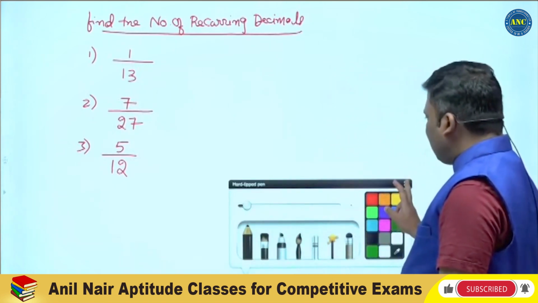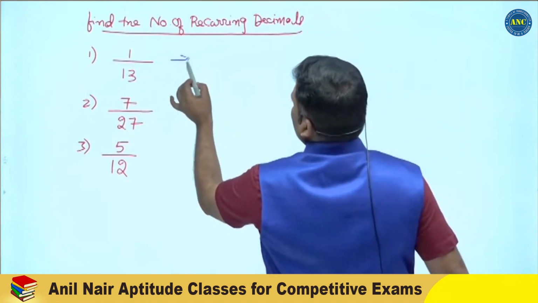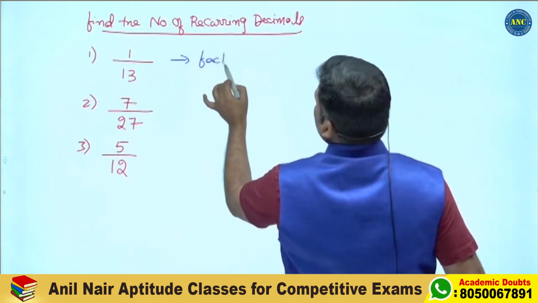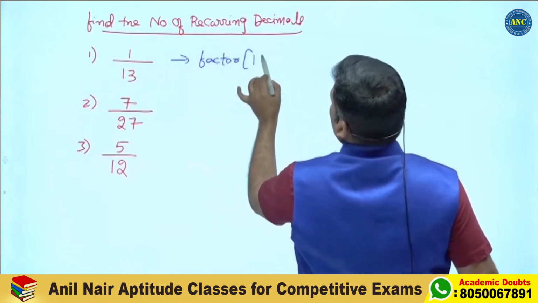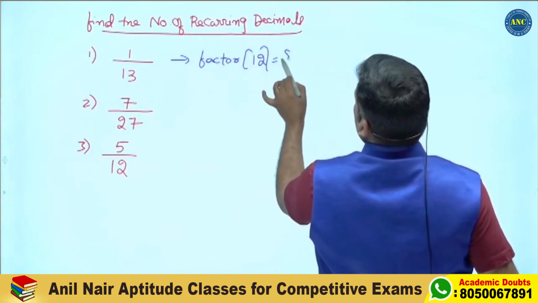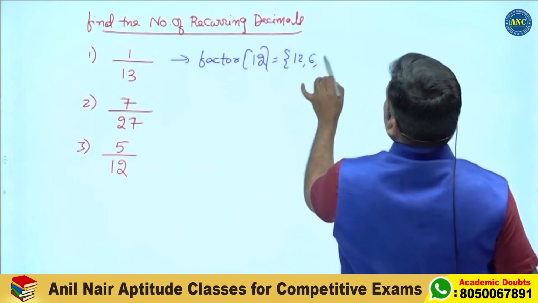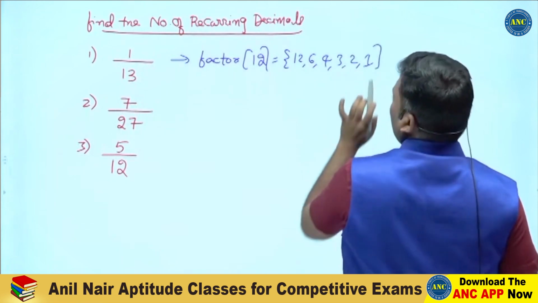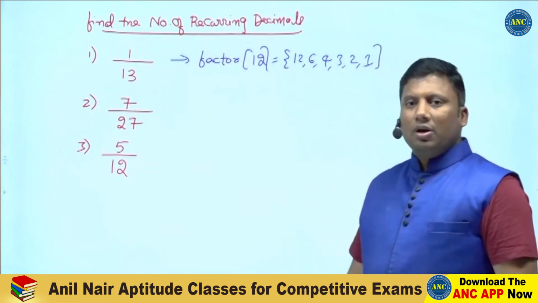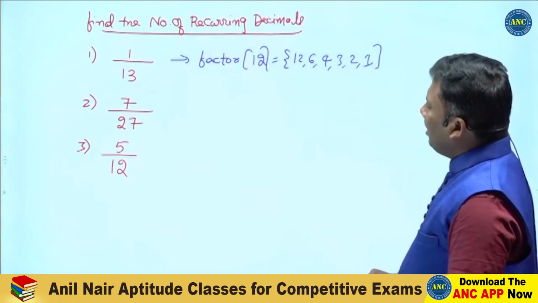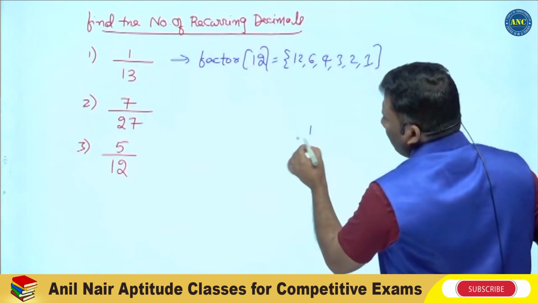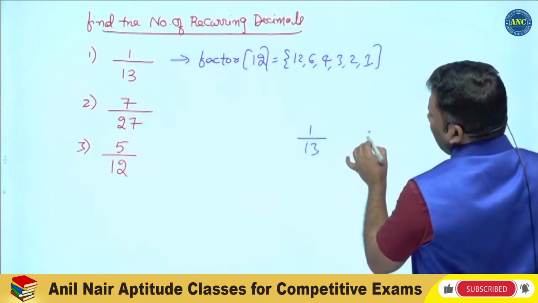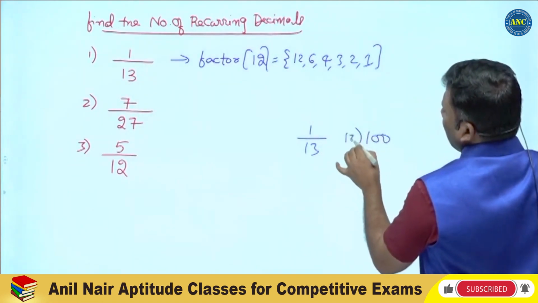If it is 13, the number of recurring decimals will be a factor of 12. So, the answer will be either 12 or 6 or 4 or 3 or 2 or 1. I hope it is clear, right? So, in this case, let us do 1 by 13. 100 divided by 13.